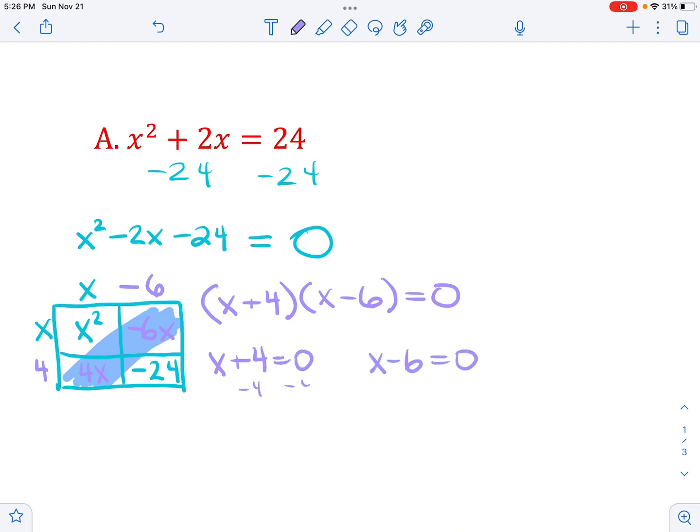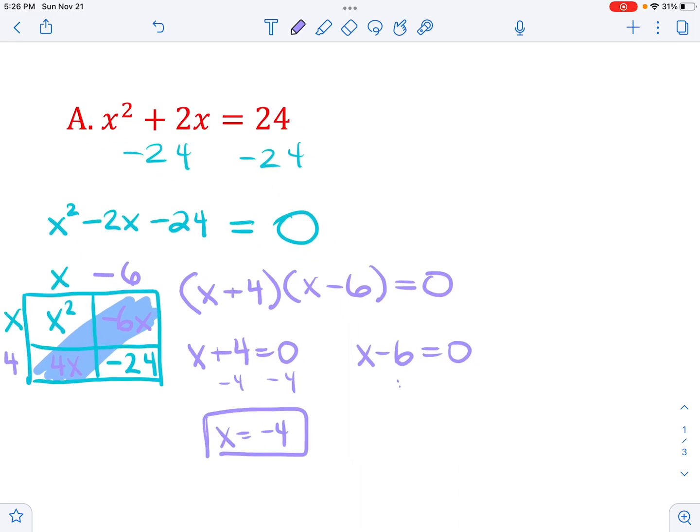Subtract 4 in this case, giving me negative 4. Add 6 in this case to give me x equals 6. So again, two x's should lead me to a nice box problem, and then I can switch from the outsides to the insides. Oops, that's not right. From the insides to the outsides. So let's see a couple more different versions of this problem.